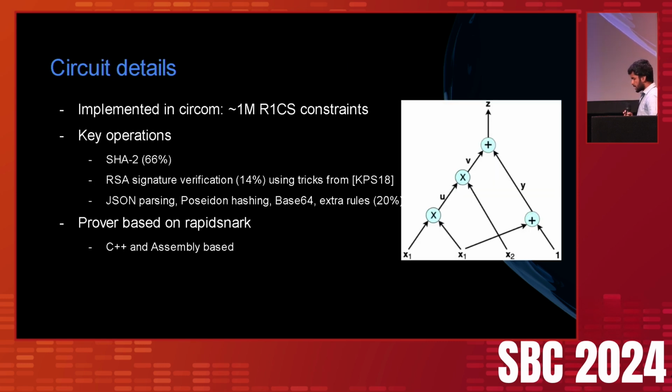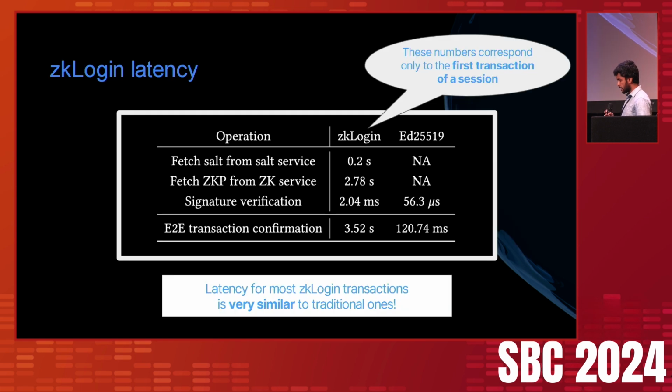Just quickly talking a little about the circuit itself. The main and costliest operation is SHA-2. As I said before, every provider we've seen uses RSA with SHA-2 today, which means that those are the most expensive operations. We have some interesting tricks with regards to JSON parsing and other things to optimize the rest of the operations other than the signatures. Today the prover is based on RapidSnark, and I'll talk a little about the latencies now.